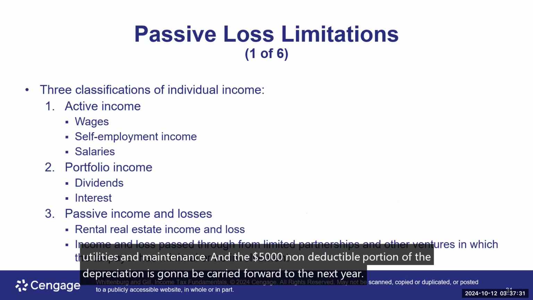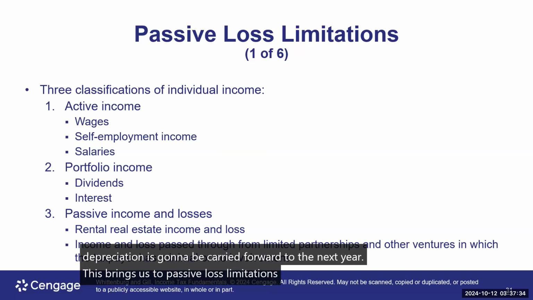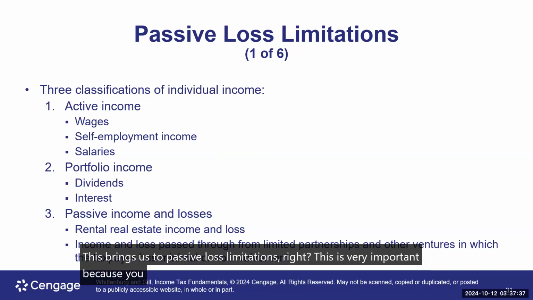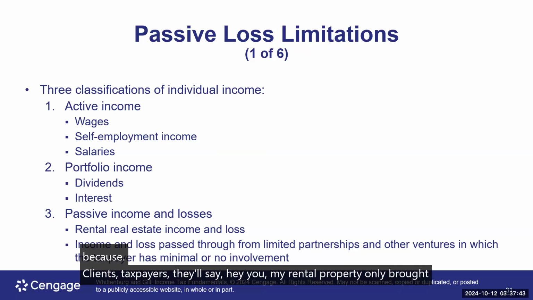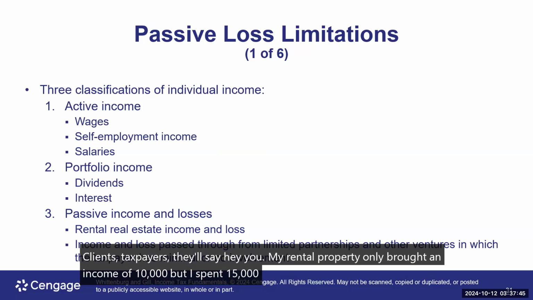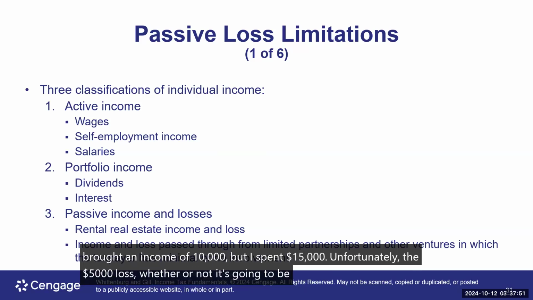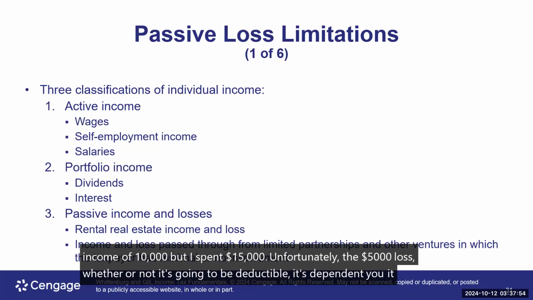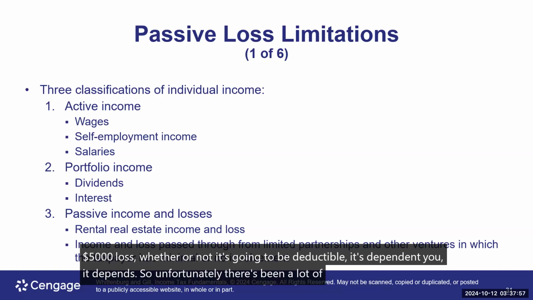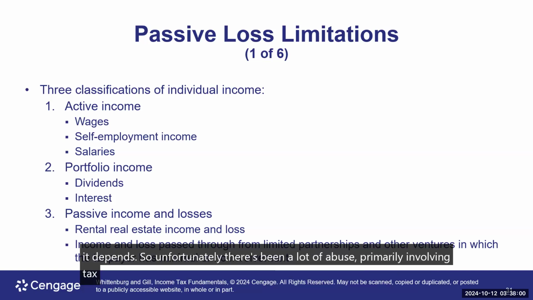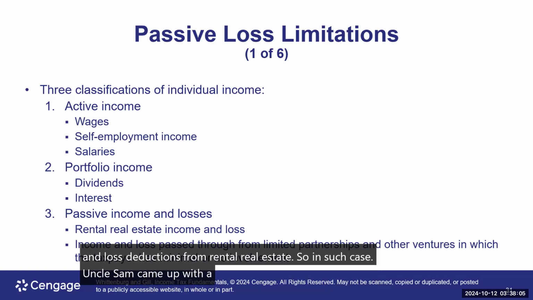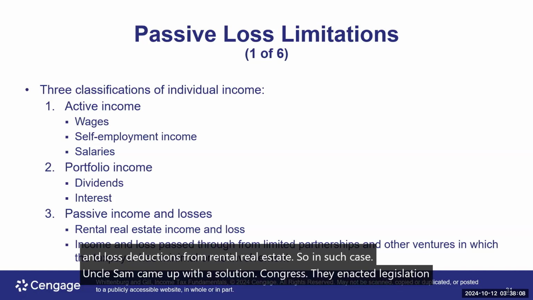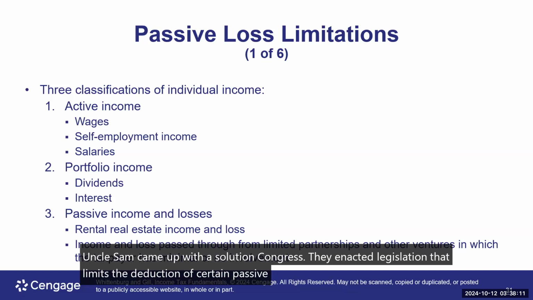So this brings us to passive loss limitations, right? This is very important because clients, taxpayers, they'll say, hey, my rental property only brought in income of $10,000, but I spent $15,000. Unfortunately, the $5,000 loss, whether or not it's going to be deductible, it depends. So unfortunately, there's been a lot of abuse, primarily involving tax shelters and loss deductions from rental real estate. So in such case, Uncle Sam came up with a solution. Congress, they enacted legislation that limits the deduction of certain passive losses from other taxable income.